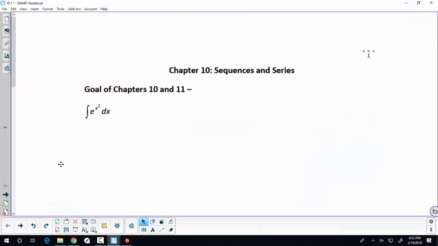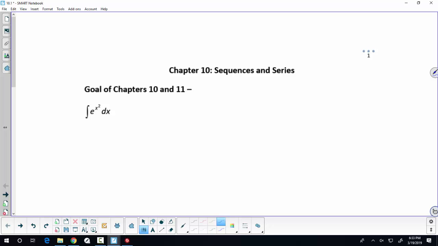All right then. Hello? Hi. Y'all ready? We're starting chapter 10, which is primarily dealing with series, but there is a little bit of sequences in there as well. So 10.1 is an overview of both sequences and series. In 10.2 we look at sequences, and series for the rest of the way.